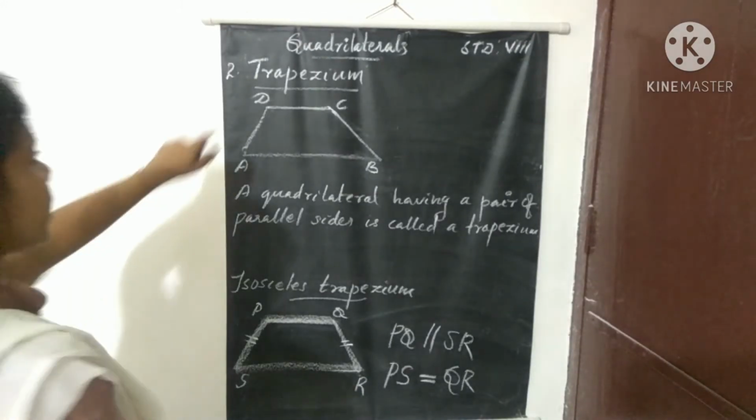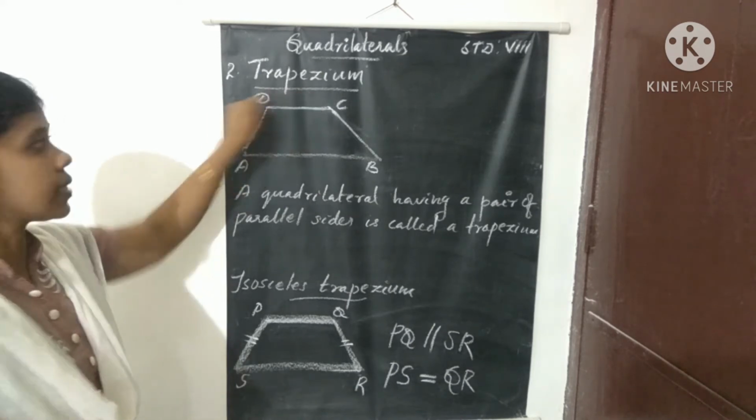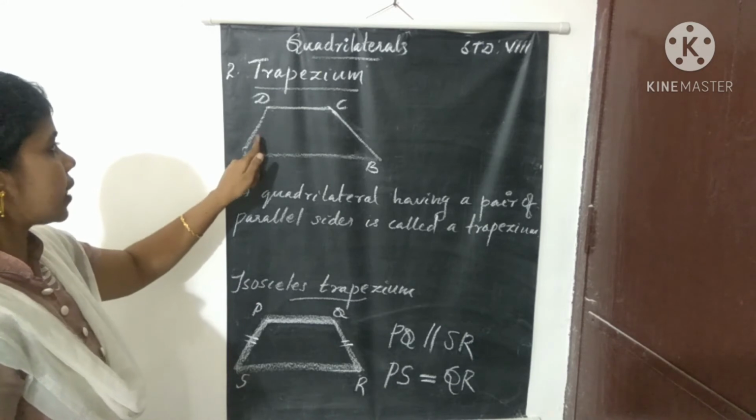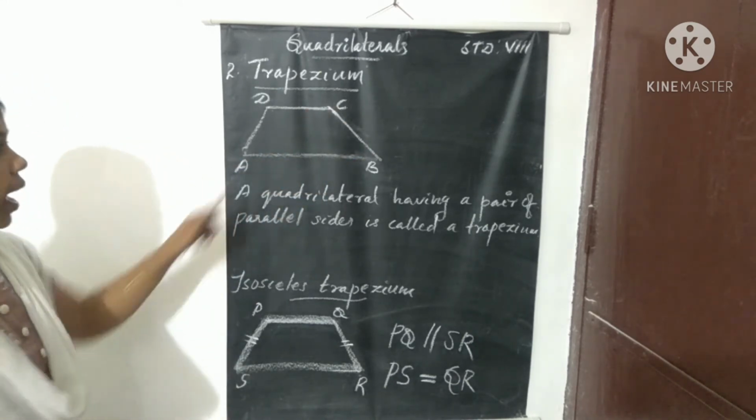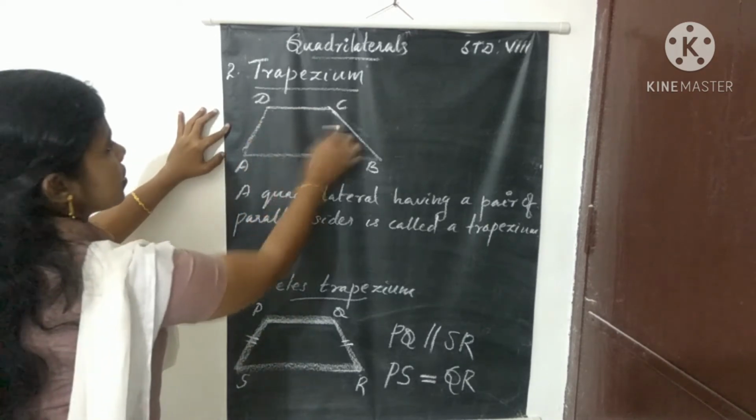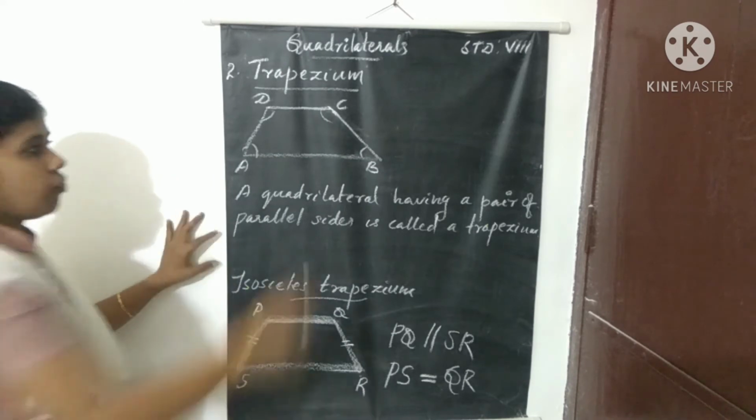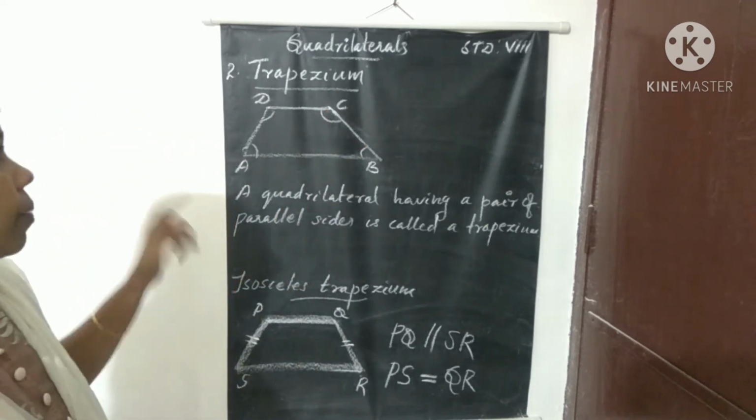Yes. The next type of quadrilateral is the trapezium. This is another type of quadrilateral. Here, this trapezium contains how many sides? 1, 2, 3, 4 sides and 4 angles. Four sides and four angles. What are the properties of this trapezium?